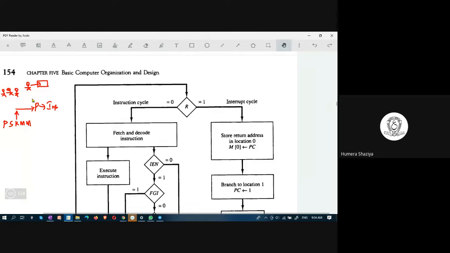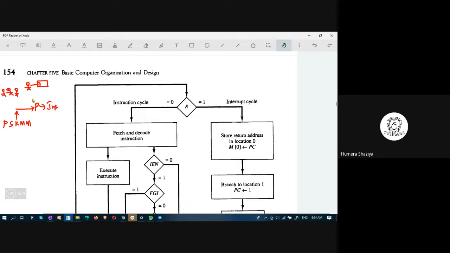So there is a bit R. What does R denote? It's like a flip-flop, a flag bit. If R is 0, it is an instruction cycle. If R is 1, it is an interrupt cycle. Every time the processor has to check the value of R. If R is 1, it starts the interrupt cycle. If R is 0, it continues its instruction cycle.